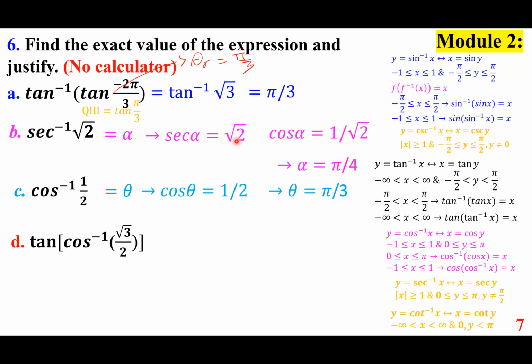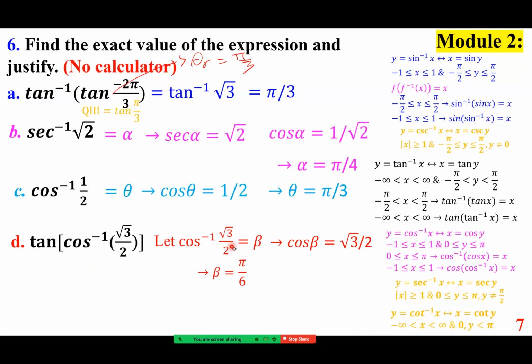Tan of cosine inverse of square root of 3 over 2. So we're going to work on that. We're going to let this be something, x, y, z, beta, you name it. By definition, cosine of beta is square root of 3 over 2. It's one of those common arcs. It becomes pi over 6. So we want tan of pi over 6, which is square root of 3 over 3.